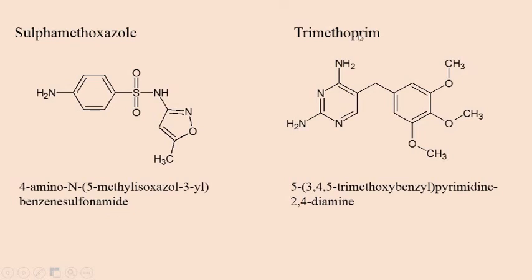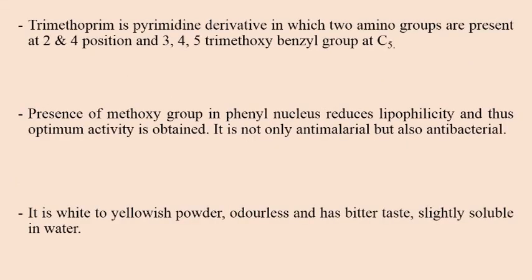Trimethoprim, well, this is a completely different drug, as it is an anti-malarial. 5 in bracket 3,4,5-trimethoxybenzyl. This is 1, 2, 3, 4, 5. At the 5th position we have this entire substitution, 3,4,5-trimethoxybenzyl pyrimidine 2,4-diamine, that is trimethoprim. Now this is in short about trimethoprim. We have seen it has a 3,4,5-trimethoxybenzyl group at the C5 position.